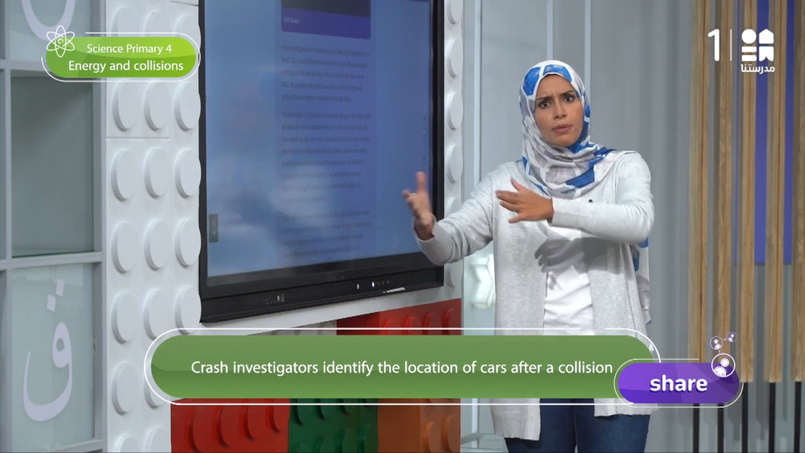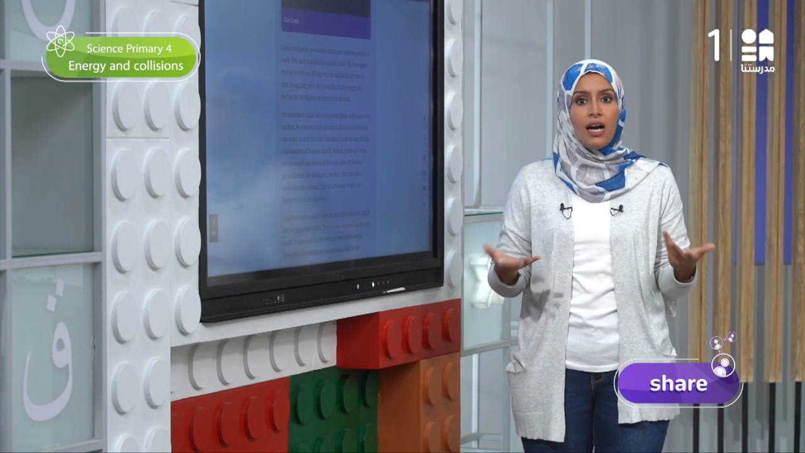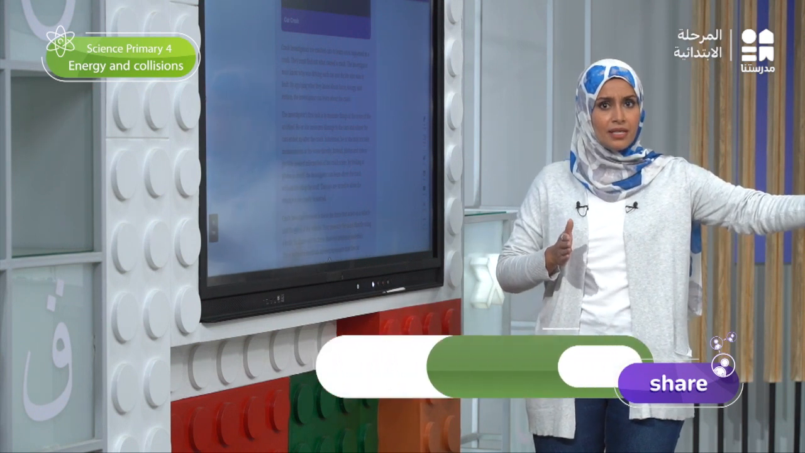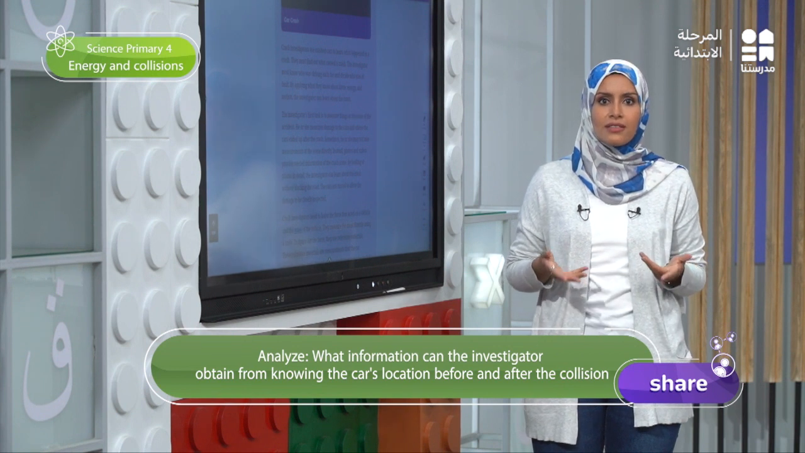Where exactly did the collision happen? And how far did the car move? Do you think this also could be evidence of what? Go back to the investigations of the speed concept. Which car pushed the cup further?